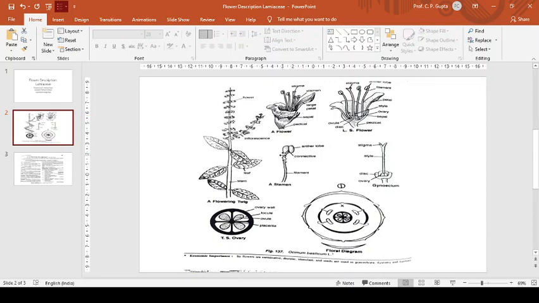Calyx: sepals 5, 1 by 4, bilobed. This is 1 and these 4 are connected. Bilobed, 1 by 4, consisting of an upper posterior lip of one big lobe and an anterior lip of 4 lobes. Gamosepalous, valvate and violet green in color.